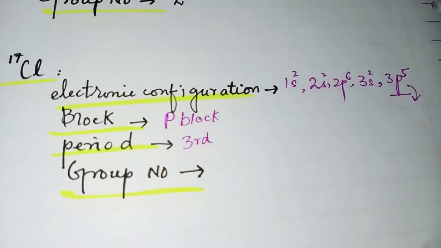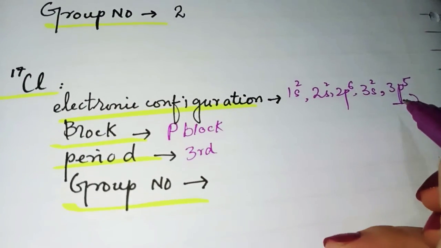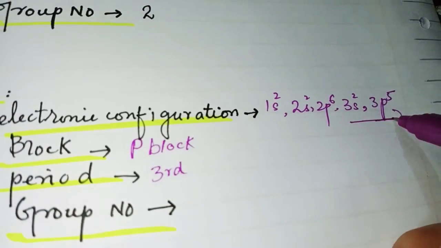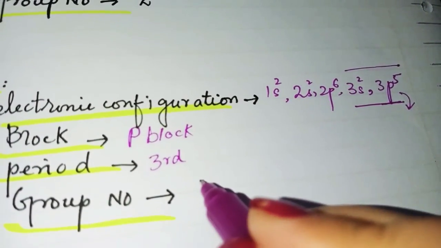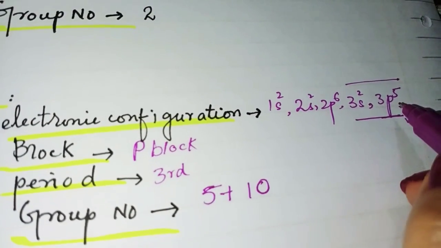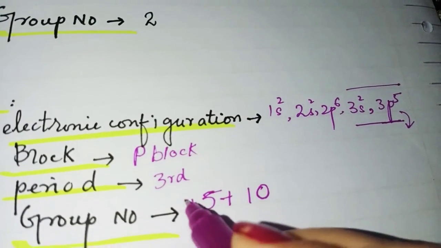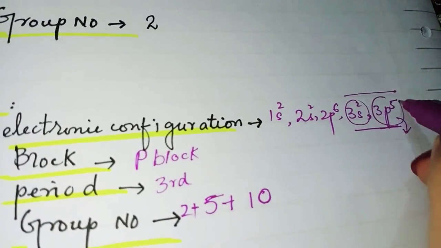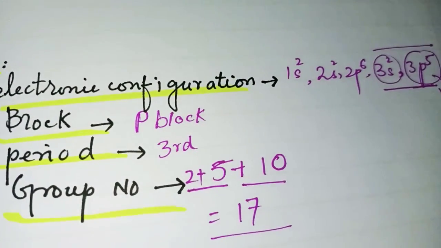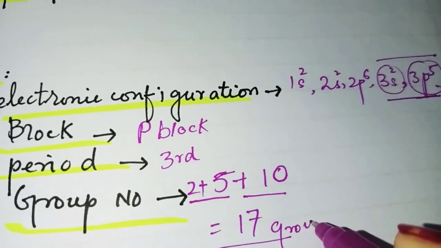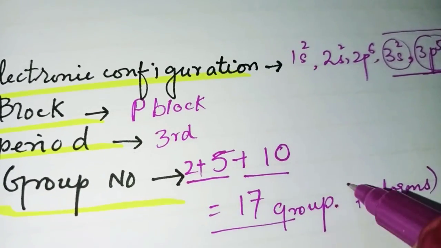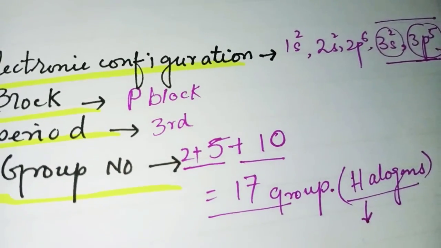And for group number, in case of p block elements, I told you that you have to add up the number of valence electrons plus 10 by rule. So here I have 7 valence electrons, 3s2 and 3p5. So basically 5 plus 2 plus 10. So 2 from 3s2 and 5 from 3p5. So 5 plus 2 plus 10, it actually makes 17. So I can say that chlorine belongs to group number 17, which is actually the halogen family as well. And do you know what halogens are? Halogens are called so because they form salts, like NaCl, KCl.